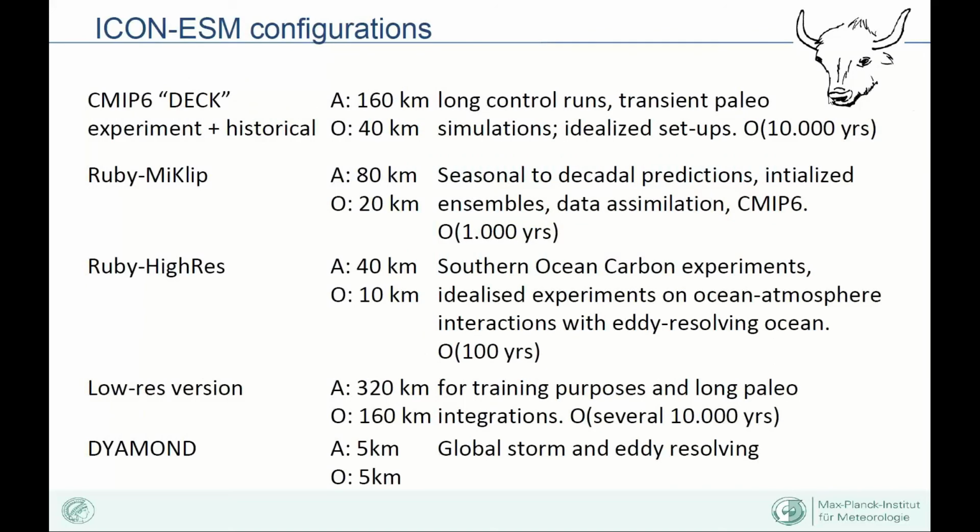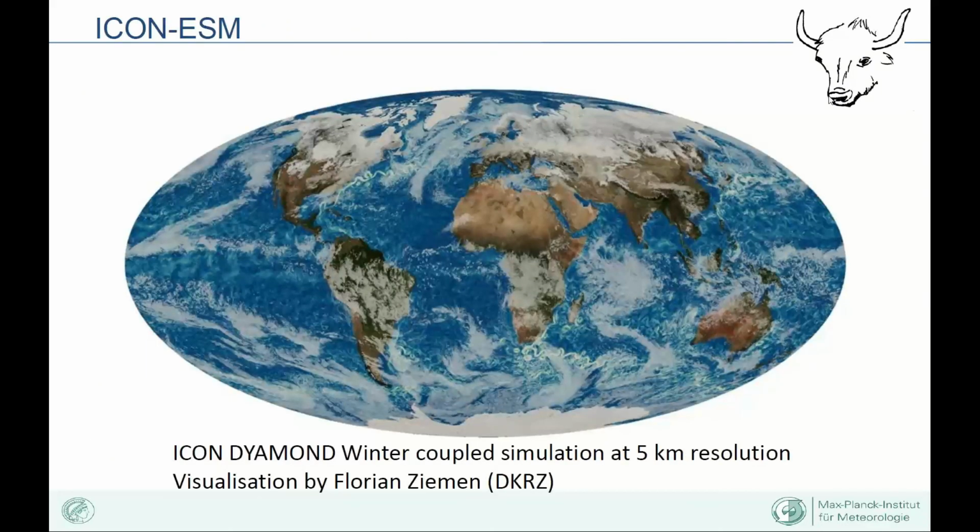The ICON-Earth system model comes in a variety of different configurations, from low resolution to very high resolution, like the diamond case, where you have an ICON atmosphere and ICON ocean with a 5-kilometer grid spacing globally, which is used for global storm and eddy resolving simulations. And on the next slide, we have a picture of that, where you see ocean currents and clouds. This visualization was done by a colleague.